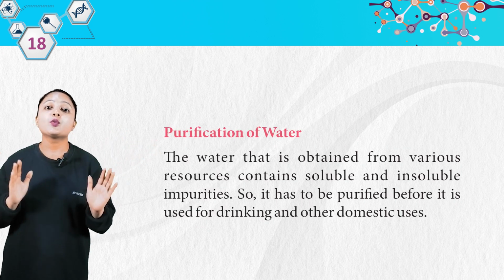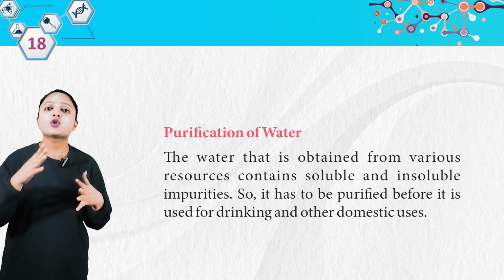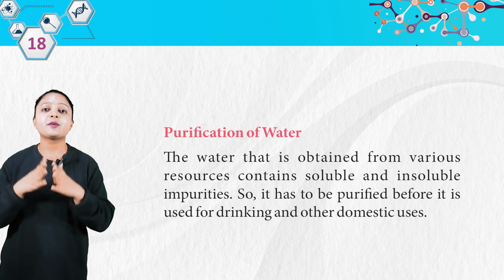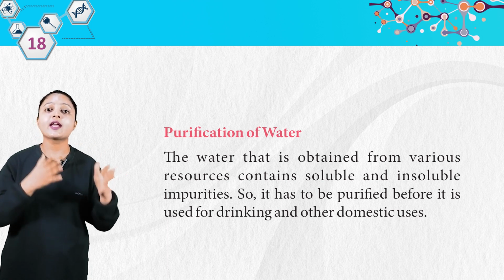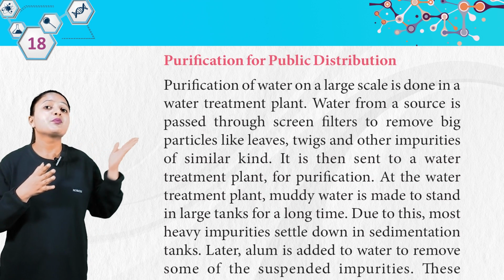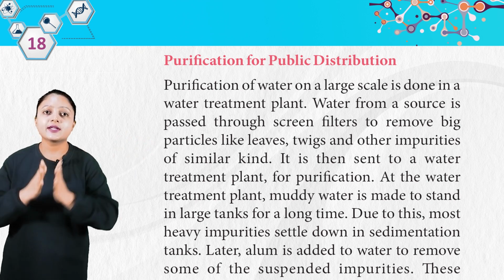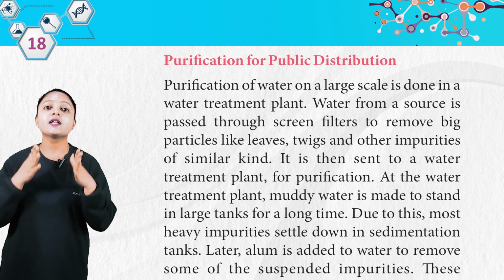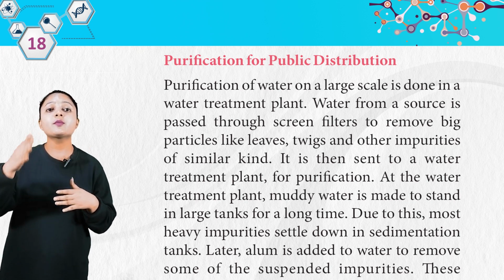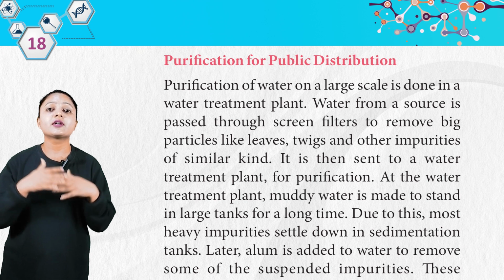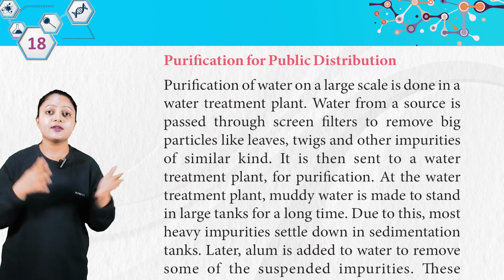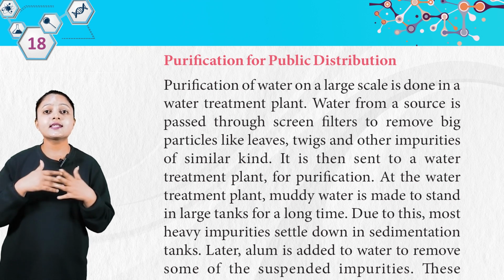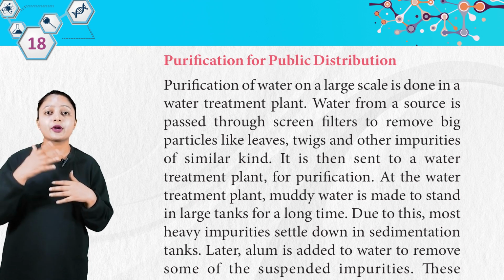The water that is obtained from various resources contains soluble and insoluble impurities. So, it has to be purified before it is used for drinking and other domestic uses. Purification for public distribution. Purification of water on a large scale is done in a water treatment plant. Water from a source is passed through screen filters to remove big particles like leaves, twigs, and other impurities of similar kind. It is then sent to a water treatment plant for purification.